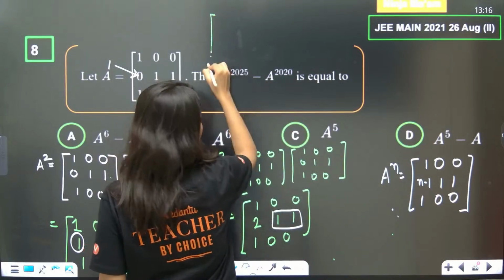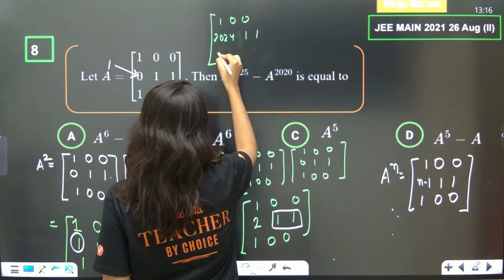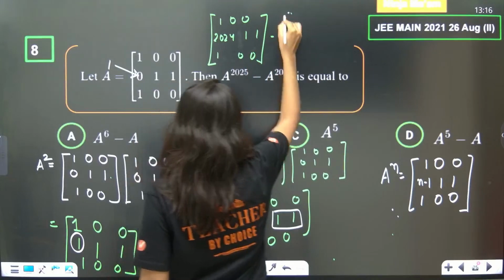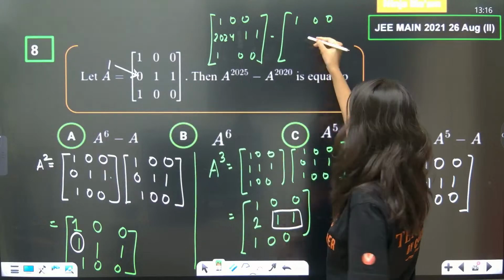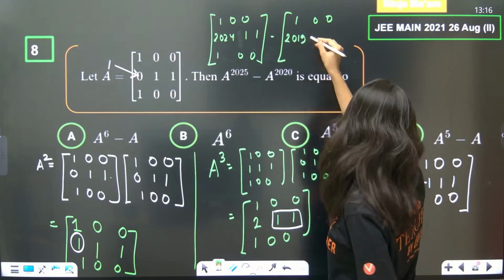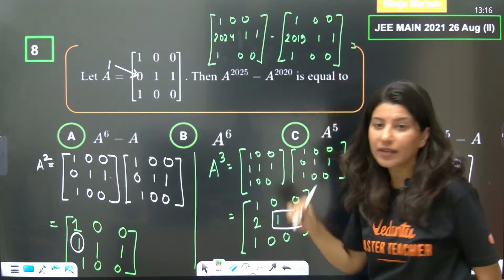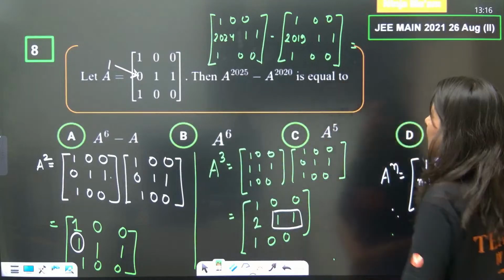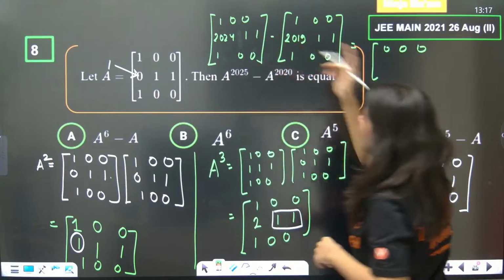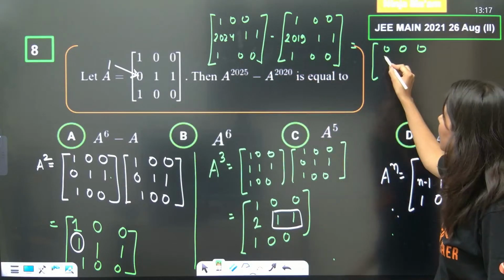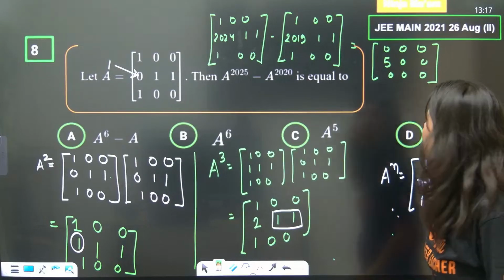A power 2025 will be 1 0 0. This is 2024, 1 1 and 1 0 0. Minus a power 2020, 1 0 0. Okay, n minus 1, this is 2019 and 1 1. Okay, this is 1 0 0. Okay, all right. Now subtract it. So this 100 minus 100 will be 000. 2024 minus 2019 will be 5 and 00. This is 000. Okay. So this is how it is.